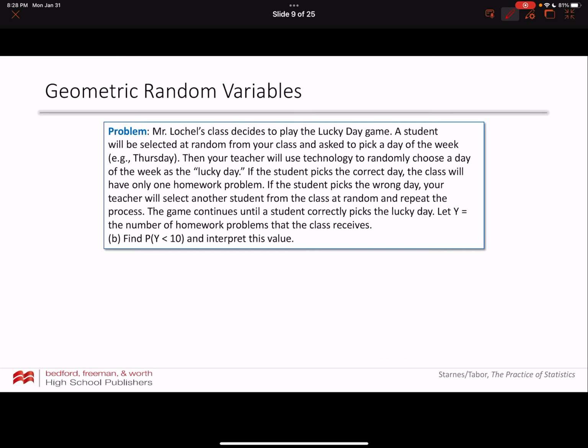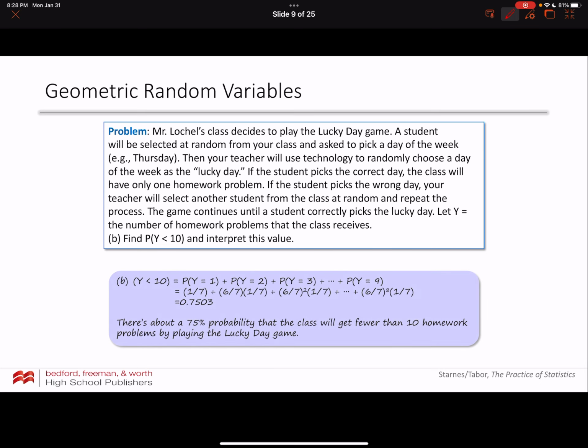So now if we want to find the probability that Y is less than 10, this is the same situation. Find the probability that Y is less than 10. So in other words, this is equal to the probability that Y is equal to 1 plus the probability that Y is equal to 2 plus the probability that Y equals 3, and so on, all the way up to the probability that Y is equal to 9.